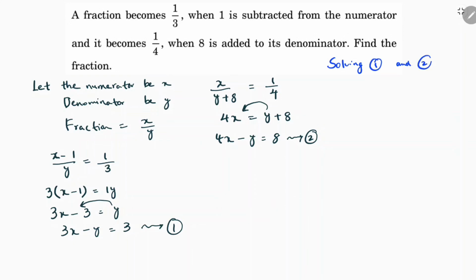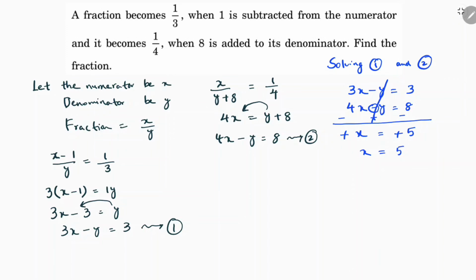Now solving equation 1 and equation 2. See here, the coefficients of y are the same. 3x minus y equals 3 and the other one is 4x minus y equals 8. Since the coefficients of y are the same, I'll subtract both the equations, using the elimination method. Minus y and plus y cancel. 3x minus 4x is minus x, and 3 minus 8 is minus 5. So x value is 5.